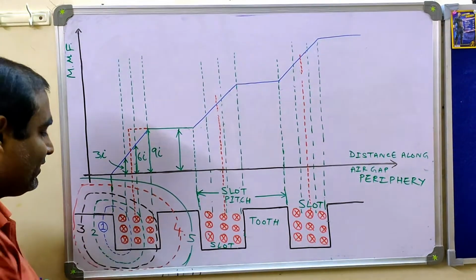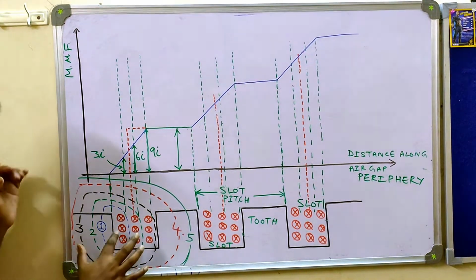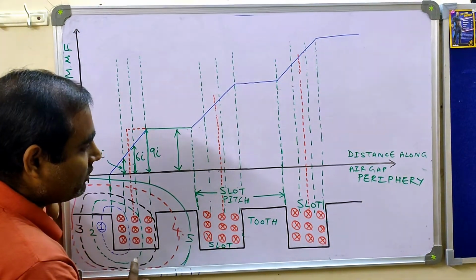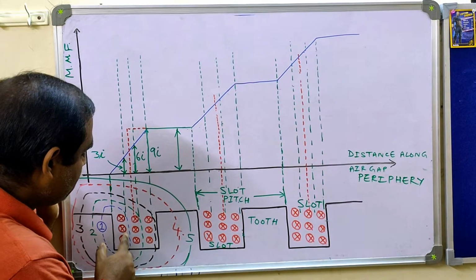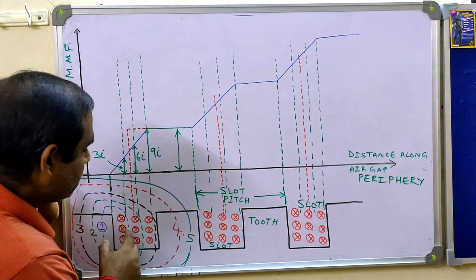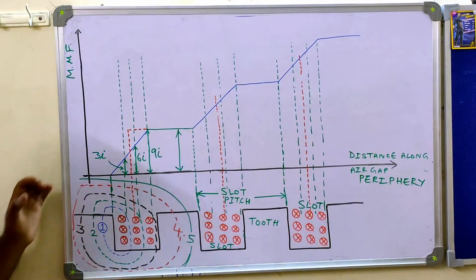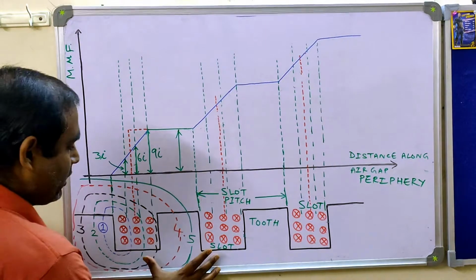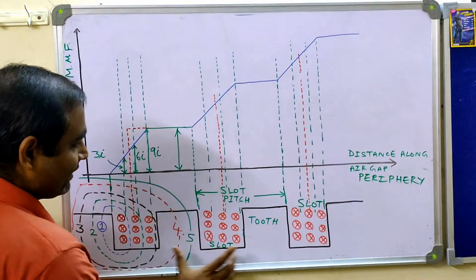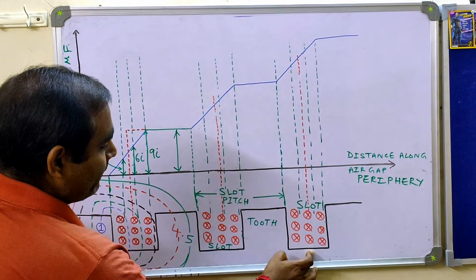So I have assumed that these 3 slot pitches are under the influence of the same pole, let's say north pole. In that case the current polarity for the conductors for these 3 slots has to be same. For example, if these 2 slots would have been under north pole and this slot would have been under south pole, in that case what will happen?